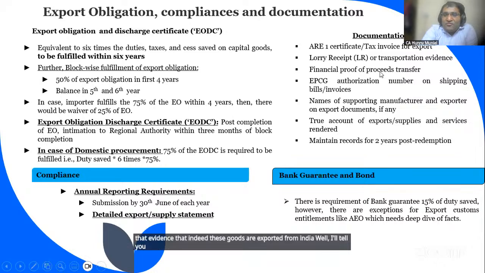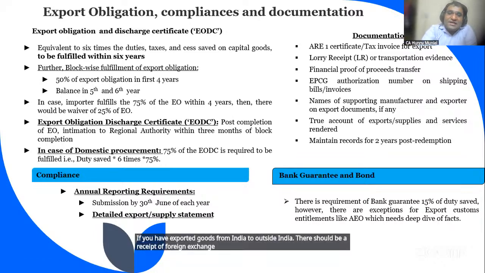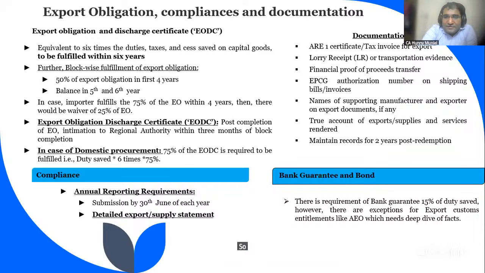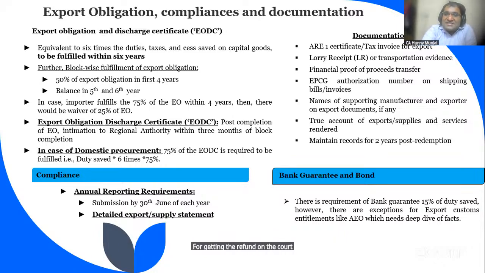There should be a proof of money being received. If you have exported goods from India to outside India, there should be a receipt of foreign exchange, because at the end of the day, the government wants to increase its foreign exchange. So they want proof of whether you have indeed exported goods and then realized the money. This is the same condition under the GST provisions. For getting the refund on export, you should have realized the money. You should have received the foreign exchange.